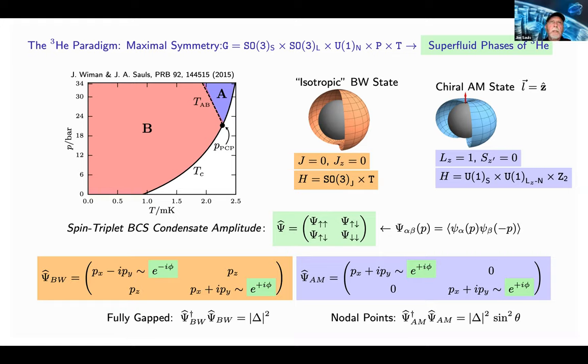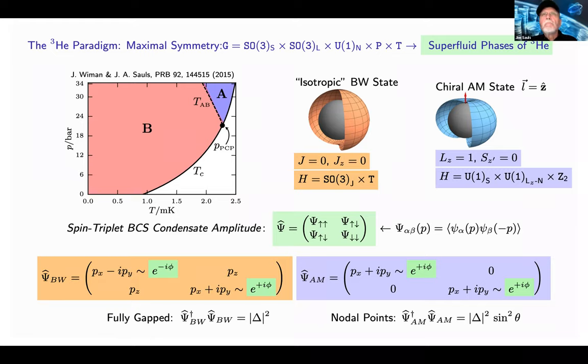So the wave functions I've shown you here, you can kind of visually see, if you think about angular momentum counting, that the Balian-Werthamer state is J equals zero. And you see that the A phase, the Anderson-Morel phase, has just two components of the triplet present with equal magnitude of amplitude. So it's the so-called equal spin pairing state. Both components of that spin state have the same orbital angular momentum. So you can think of this phase as a spin antiferromagnet and an orbital ferromagnet.